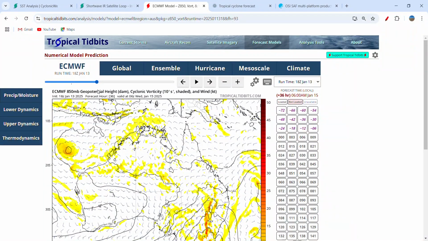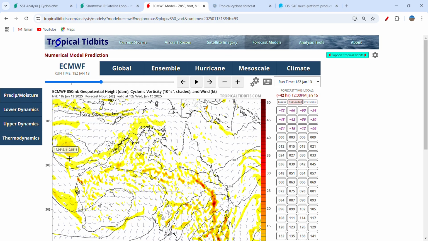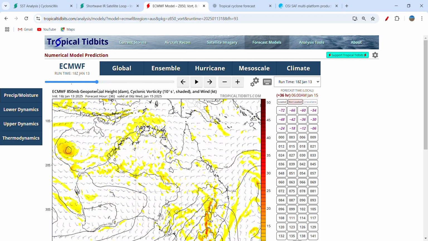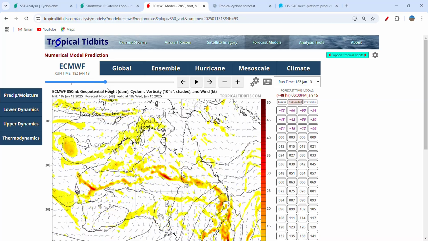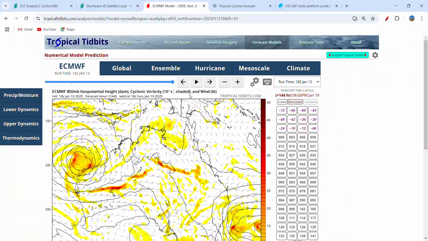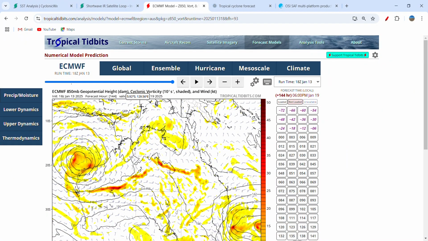Overall summary that we have here: the low is currently okay. It's not really showing any signs of organisation, and it will take time as it begins to engage with the monsoon trough and it enlarges. It definitely does get broader, but the overall environmental conditions will be favourable.